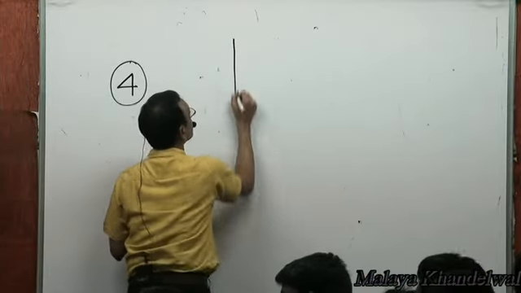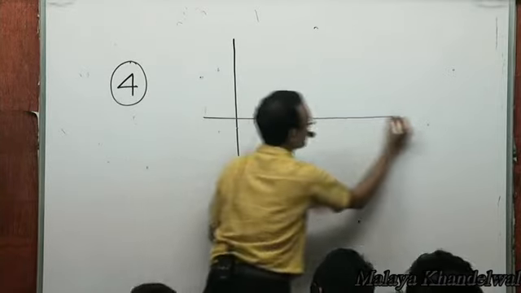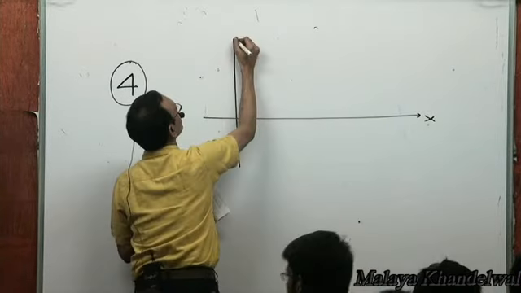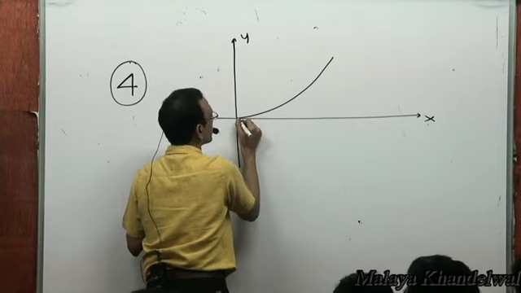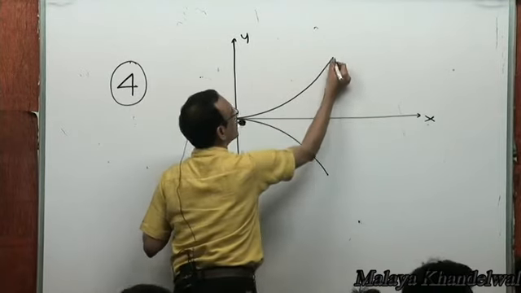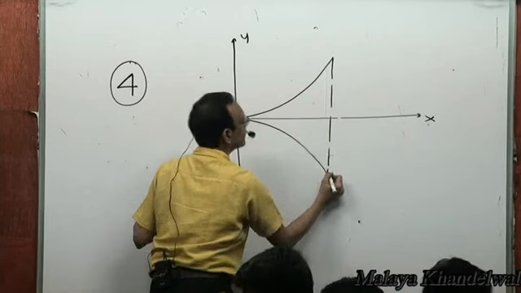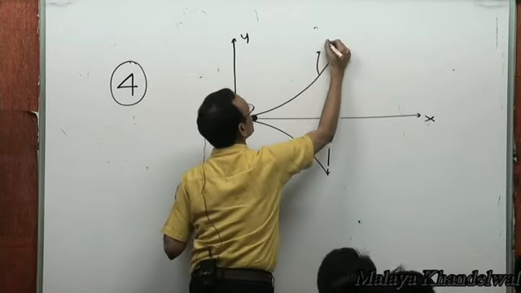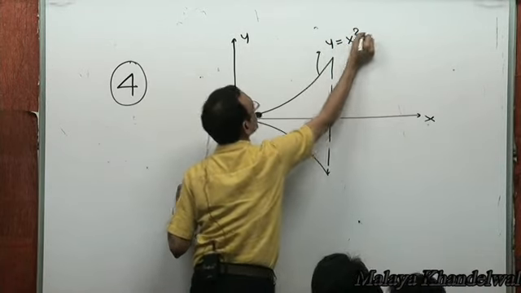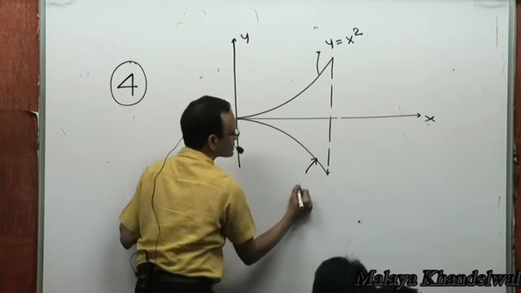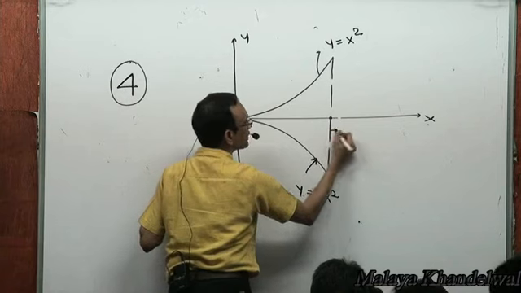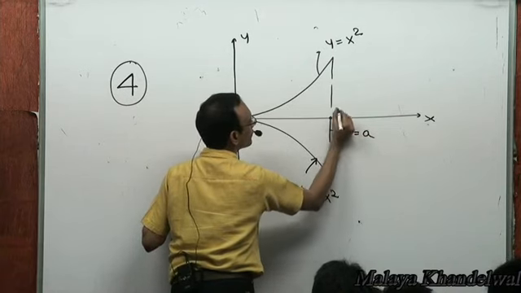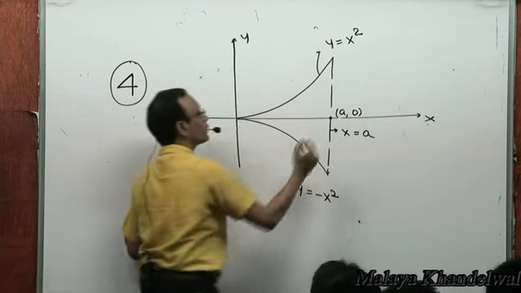So we have a structure like this. This is y equal to x squared, the upper bound. This is y equal to minus x squared, the lower bound. This is x equal to a. Right?